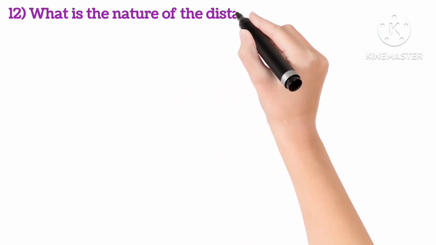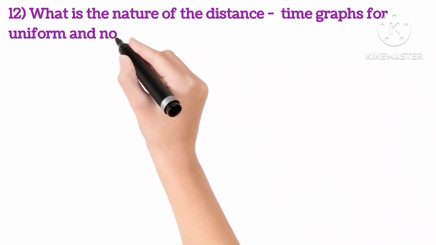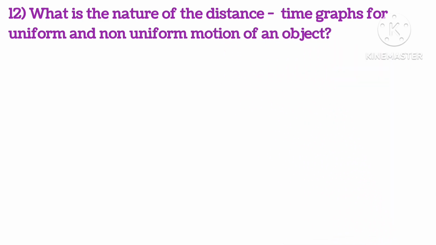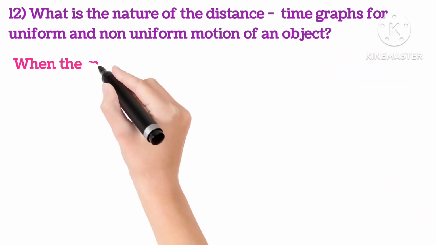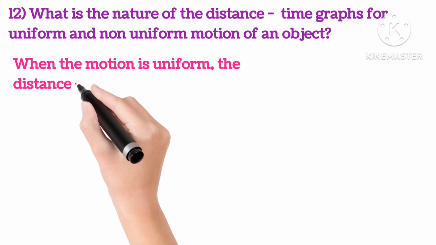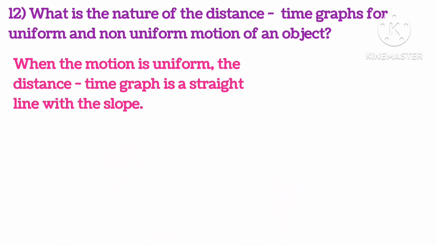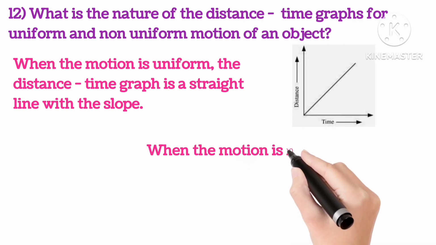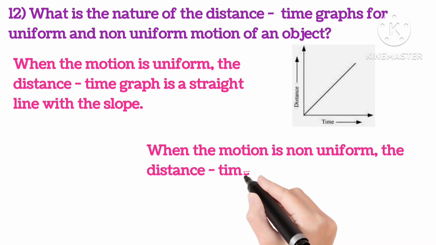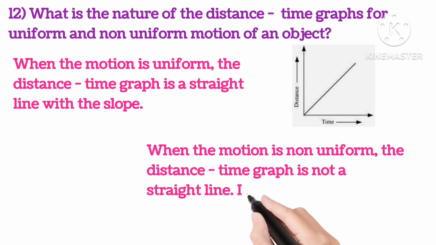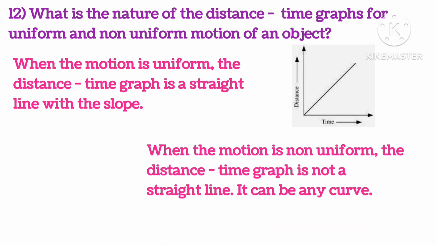12th, what is the nature of the distance time graph for a uniform and non-uniform motion of an object? So when the motion is uniform, the distance time graph is a straight line with a slope, as you can see here in the picture. Similarly, when the motion is non-uniform, the distance time graph is not a straight line. It can be any curve, as shown here.